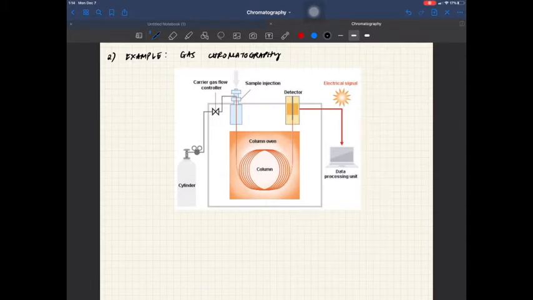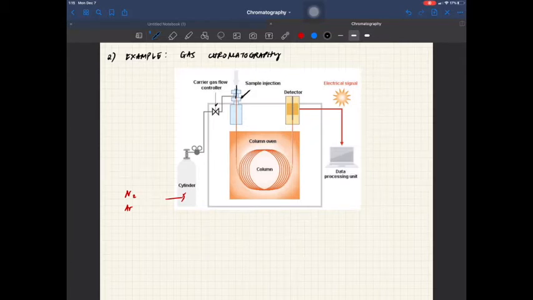Finally, we have gas chromatography. Gas chromatography has a similar diagram to HPLC. Instead of a liquid solvent as a mobile phase, we have gas as a mobile phase. The following is the schematic diagram for GC, or gas chromatography. We have a cylinder which houses the gas that is used in gas chromatography. It is either nitrogen gas or argon gas. This gas is connected to the carrier gas flow controller, which controls the pressure of the gas, and we have the sample injection chamber around here.